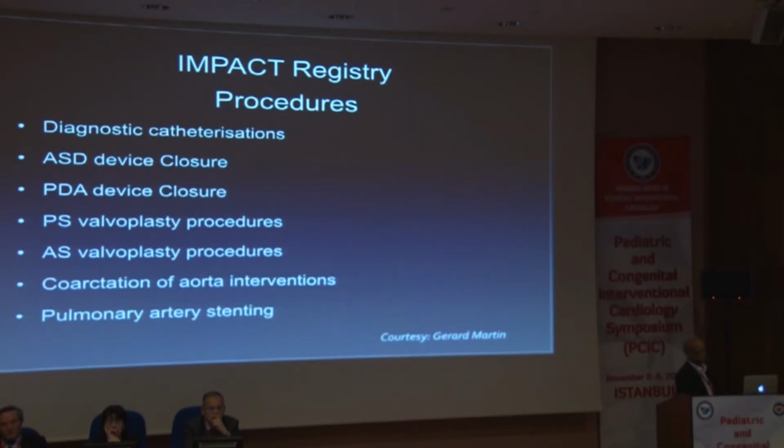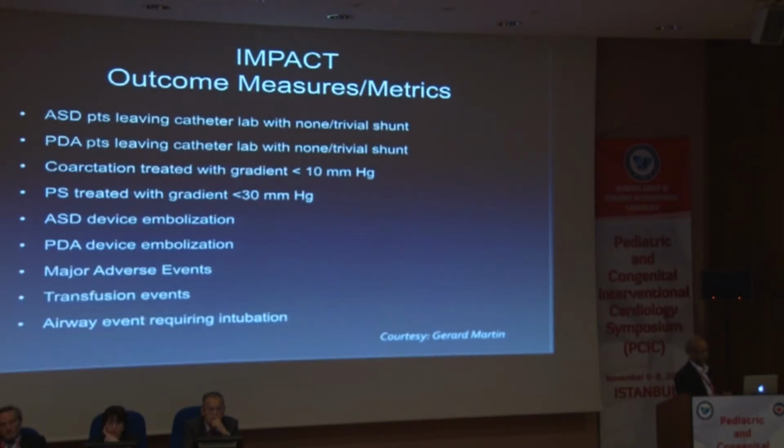So, for example, there is a limitation of the number of procedures on which IMPACT registry collects data, and this is on diagnostic catheterization, ASD device closure, PDAs, pulmonary valve balloons, aortic valve balloons, coarctation interventions, and pulmonary artery stenting. Only those groups of patients or groups of procedures have had data collected, not all the rest of the things.